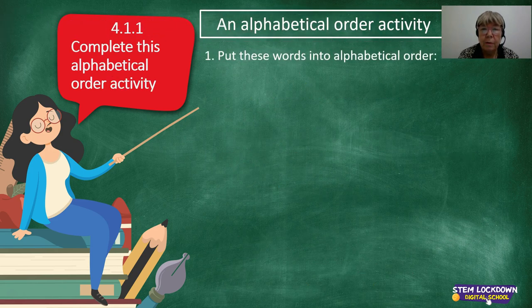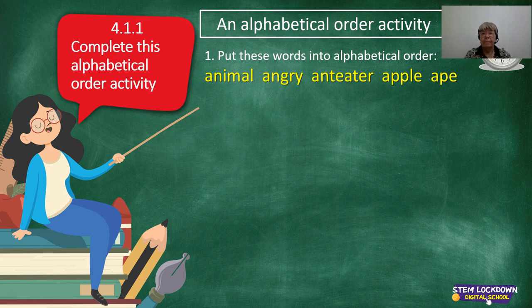First of all, put these words into alphabetical order. Animal, angry, anteater, apple, ape. You got them? Which word comes first? Which word comes second? Which word comes third? Which word comes fourth? Got it? Okay, because now we're going to mark it.